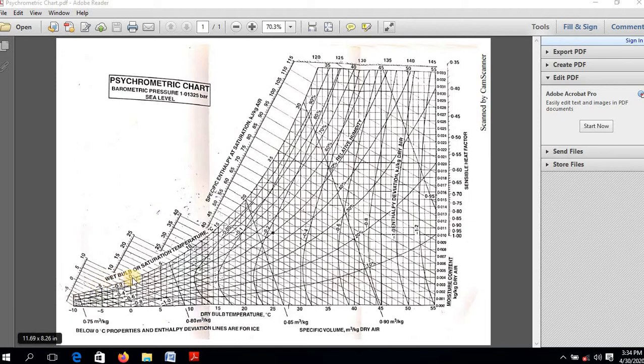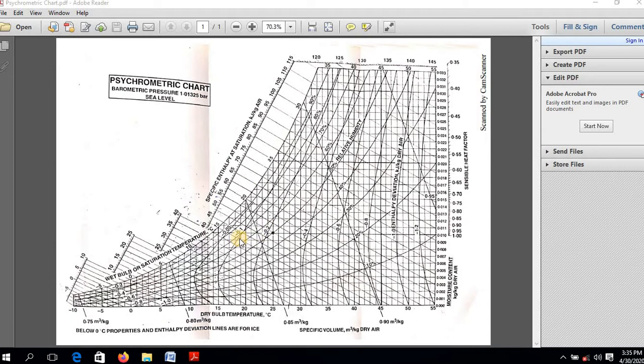Here the scale for the wet bulb temperature is on the curve, but the scale for the specific enthalpy is different, on this side. So that is the difference, but the lines are common for both conditions. Next is relative humidity. This curve shows the values of relative humidity: 10%, 20%, 30%, 40%, 50, 60, 70, 80, 90 and 100% relative humidity.